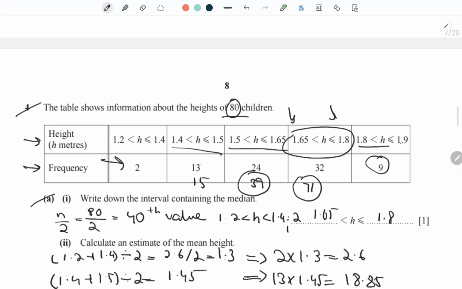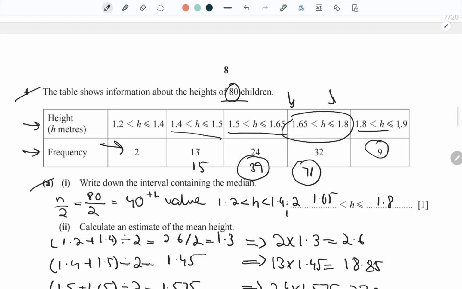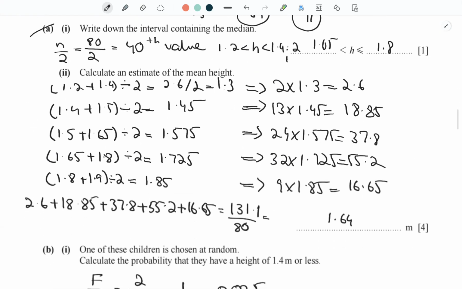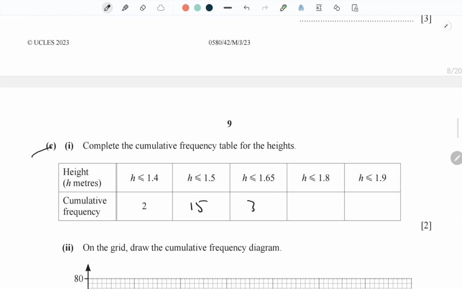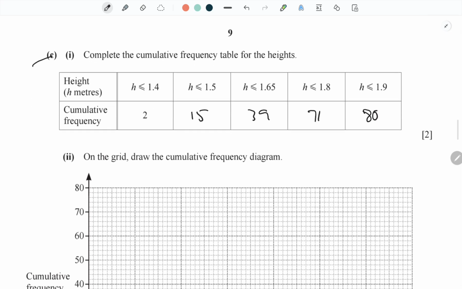And what is the next value? We get 15 plus the next number, so we get 39. So I write 39 here, then 39 plus the next number, so we get 71, and at the last when we add them together, we get 80. This one and the total one should be the same, okay?